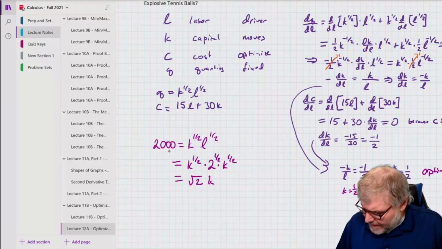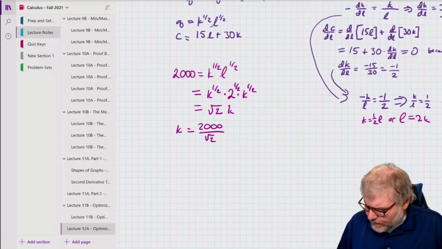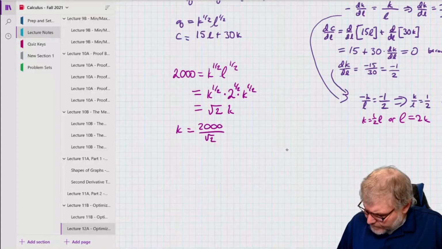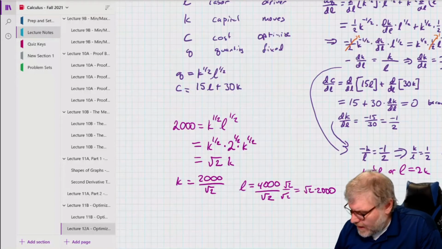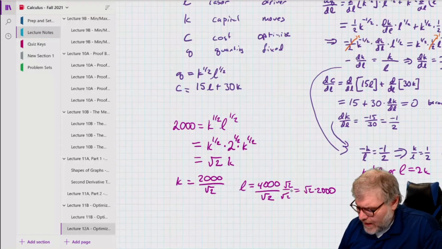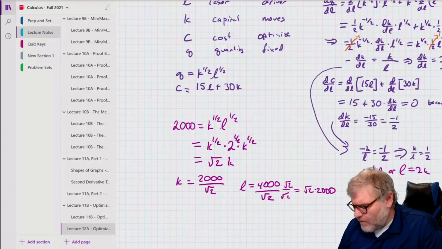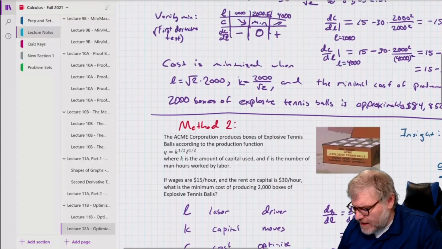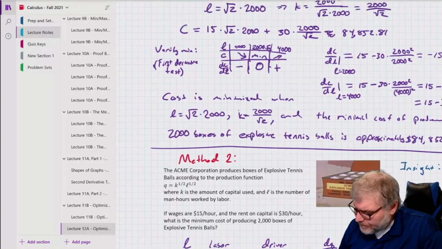So now I get that k equals 2,000 over √2. And so that means that L, and then I wind up with L equals 4,000 over √2. If I multiply by √2 over 2, I wind up with √2 times 2,000, because this will become a 2 on the bottom, and that'll cancel that 2. And that's the exact same numbers I got before.